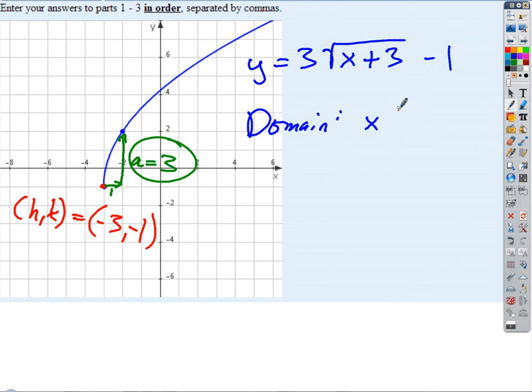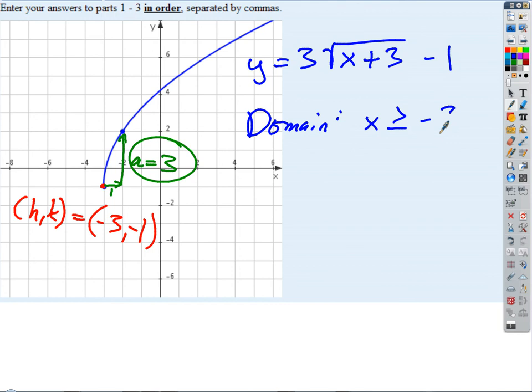X is greater than or equal to, good. To what number? Say it again. -3, exactly. Now why? Okay, think about why. Because when I'm drawing this graph, here's a great way to visualize this.